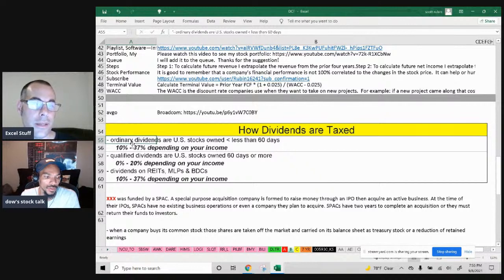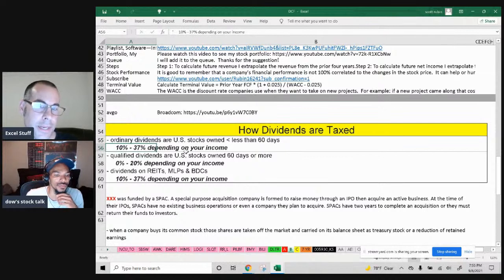So ordinary dividends are taxed at a higher rate. If you're a college student, you don't make money, then you get taxed at like 10%. But if you're a businessman, you make like $300,000 a year, your dividends are taxed at 37%. But if you own the stock more than 60 days, your dividends are taxed at the long-term capital gains rate, which is 0 to 20%. So if you're a college student, you don't pay any taxes on your dividends if you own a stock 60 days. But if you make a lot of money, you might pay 20%.